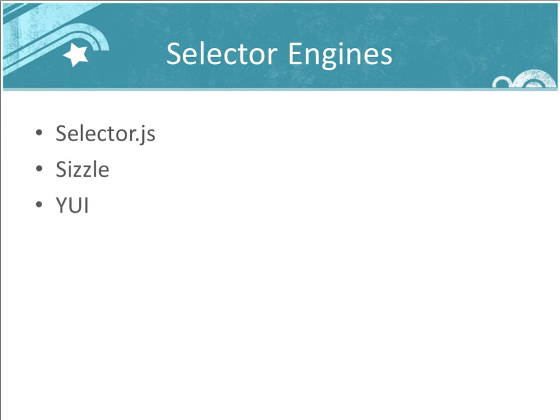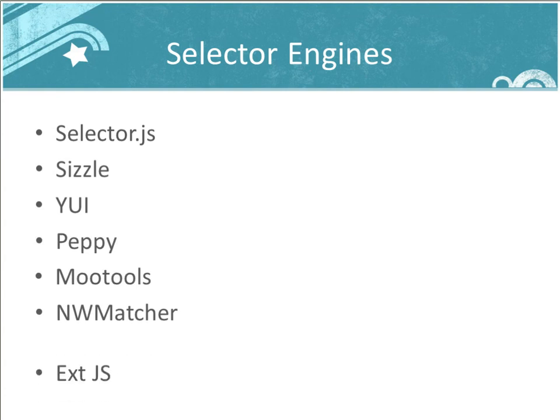YUI has a selector engine. It's just a JavaScript library. Peppy is another selector engine. MooTools has a selector engine. NW Matcher, and finally another one you may be familiar with, ExtJS, has a selector engine as well. So these selector engines are responsible for parsing out the selector that you give them and then searching through the DOM to identify and retrieve the element or elements that you wanted based on that selector.